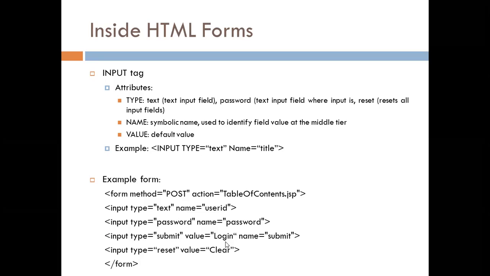Then value is login. Value means the text we want on that button. So whether we want login or sign in, whatever it is, or even we can specify it as submit also. Then the reset button, value is equal to clear. So on the button we will have a label that is clear. So this is how an HTML form is specified.